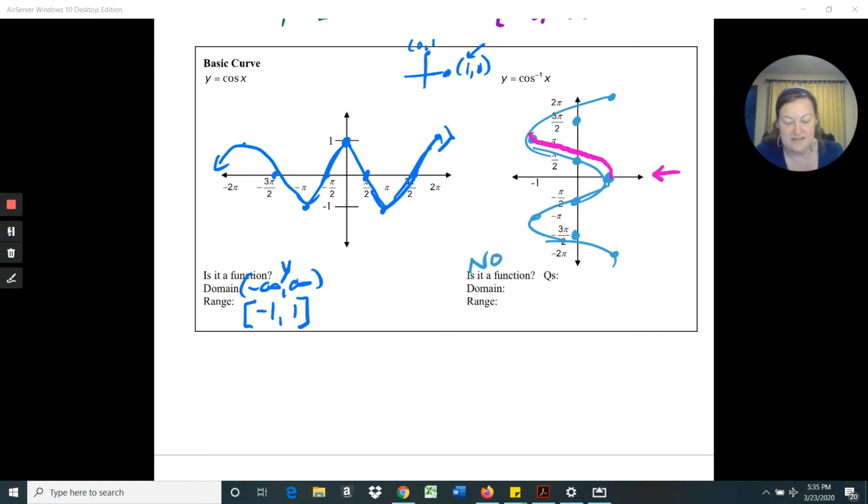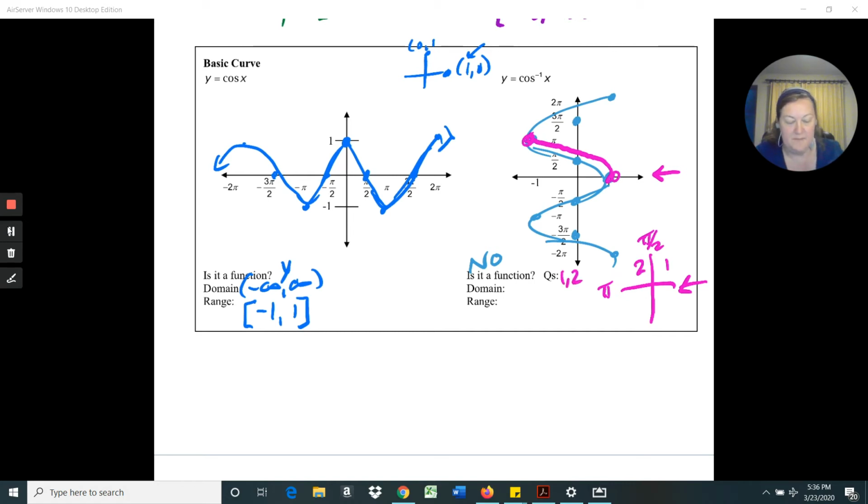And then the second I go past that, I would not pass the vertical line test. Okay, so where is that? Well, that is from 0 to pi. So if I started here, this is pi/2. I went right by it, and here's pi. So it looks like I'm going to be in quadrants 1 and 2.